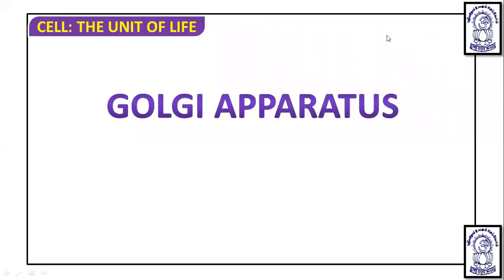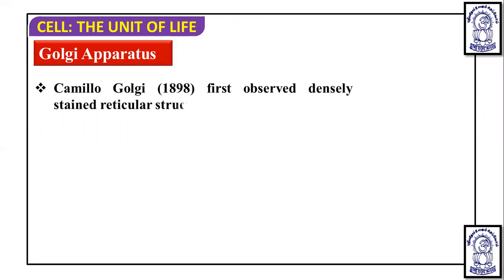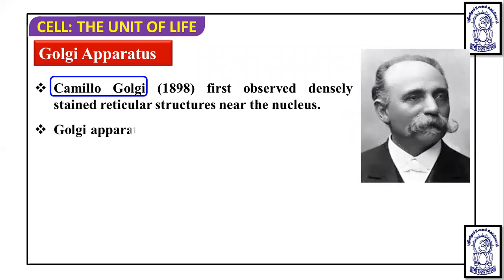So dear students, let's talk about the Golgi apparatus. When we talk about this Golgi apparatus, it is also known as Golgi body, or it also has some other names. This Golgi apparatus was first observed as a densely reticular structure near the nucleus by Camillo Golgi in 1898. So he observed it first time near the nucleus.